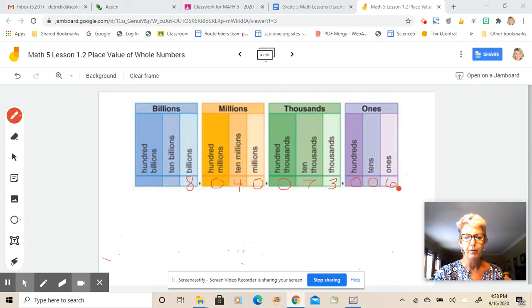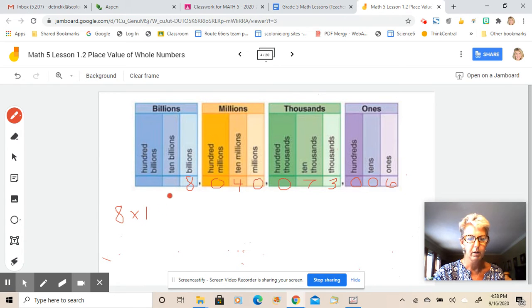With expanded form, you're going to take each of what I call the non-zero digits. So that would be the 8, the 4, the 7, the 3, and the 6. And we're going to express what each of them means in terms of their place value. All right, so let's start with the 8. Now when we think about this 8, 8 what? Well, it's 8 of the billions. So we would be multiplying that with what a billion looks like. So what does a billion look like?